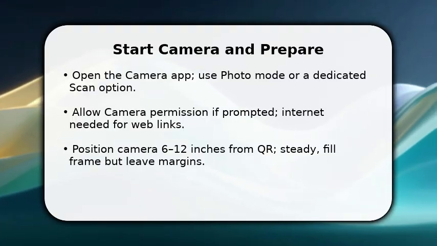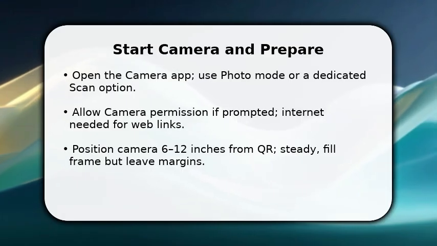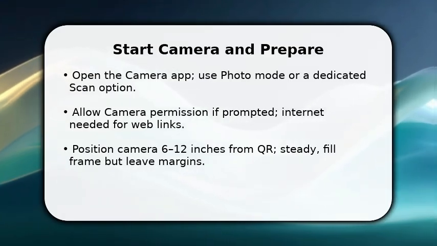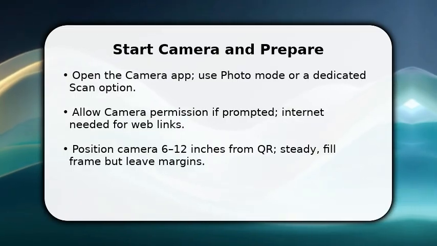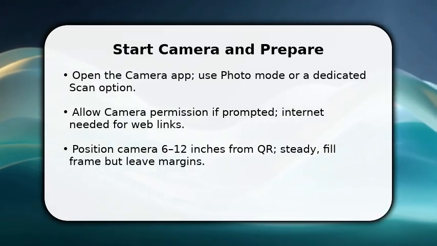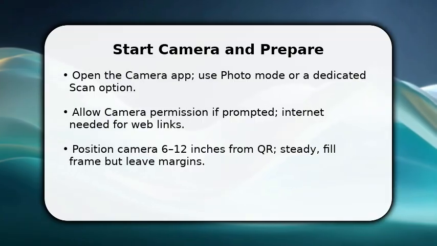You start now by opening the camera app on your Oppo A12 and switching to photo or the scan mode if visible. Make sure you have granted camera permission so scanning works. If the code points to a website, you also need internet.